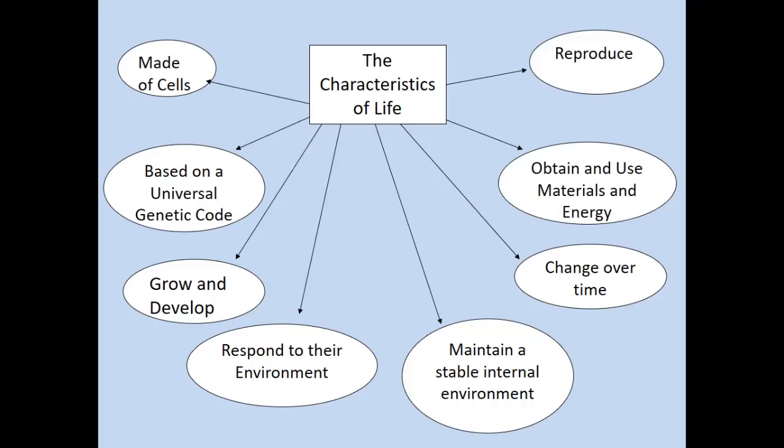Reproduce. Reproduction might seem very simple, but we're going to talk about two types, sexual and asexual. And one of the most basic life forms and oldest life forms on Earth, the virus, is actually not alive because it's unable to reproduce independently of another cell.